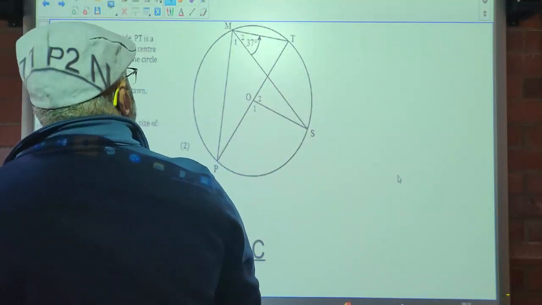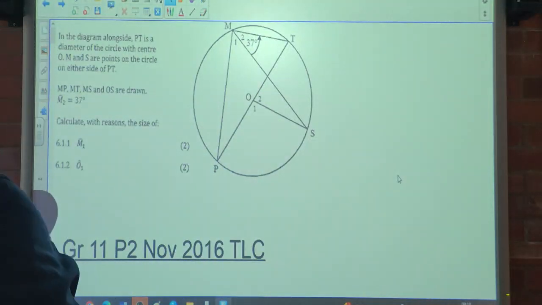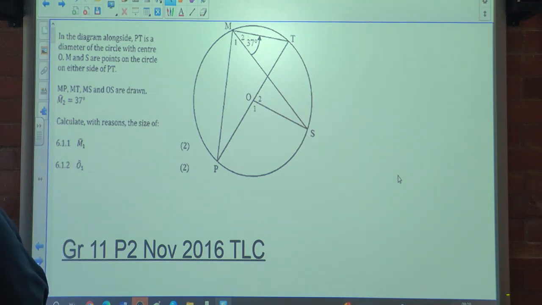There's no isosceles, but those lengths are equal. Okay? We were told that M and S are points on the circle on either side of PT. Then we were told that MP, MT, MS and OS are drawn. M2 is 37 degrees. Calculate, with the reason, the size of M1.